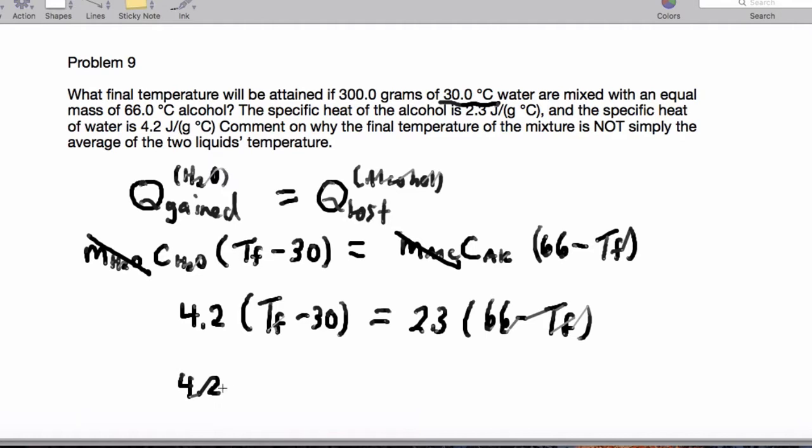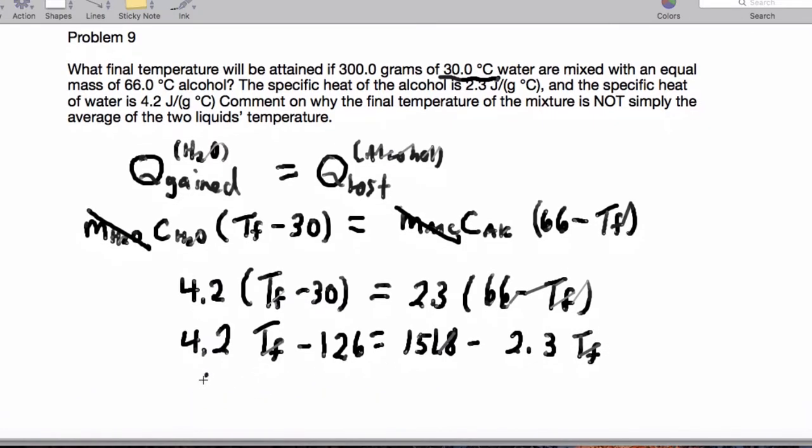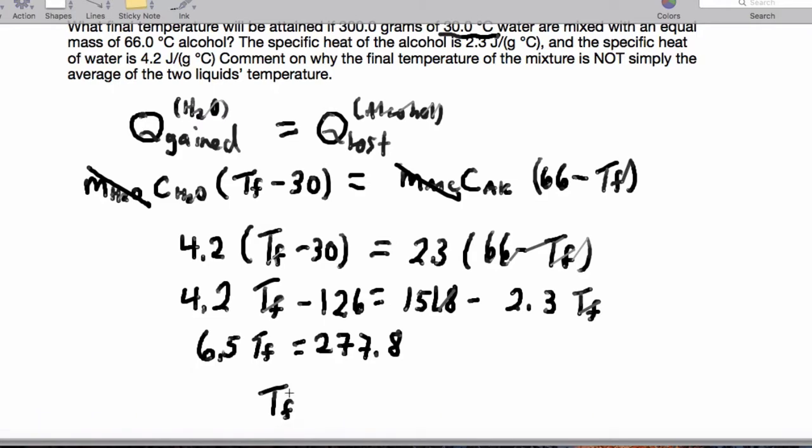So 4.2 TF minus 126 equals 151.8 minus 2.3 TF. So we're going to end up getting 6.5 TF equals 277.8. And when we finally isolate the final temperature, it should end up being 42.7 degrees.